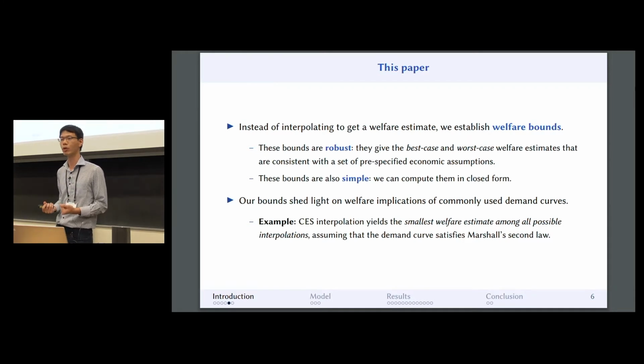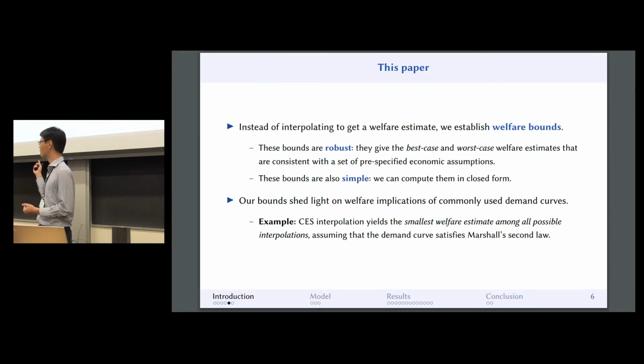For example, we found out that the constant elasticity of substitution, or CES, demand curve, by using that demand curve to interpolate between these 2 points, yields the smallest welfare estimate among all possible interpolations under the assumption that the demand curve satisfies Marshall's second law, which is the most commonly imposed assumption in the trade literature, in the literature where people consider all these welfare effects of tariffs, for instance.